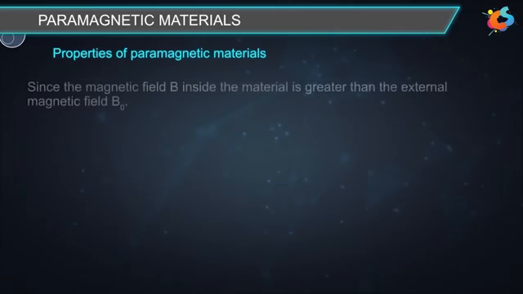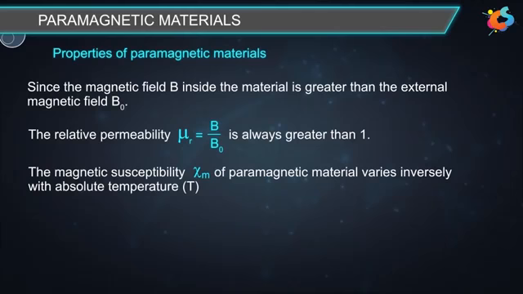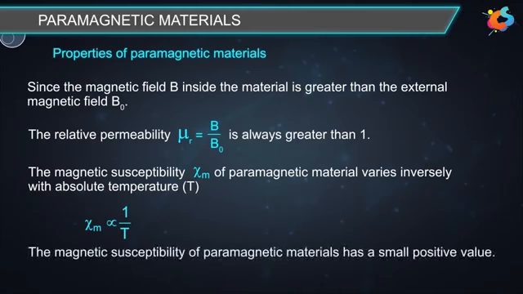3. Since the magnetic field B inside the material is greater than the external magnetic field B naught, the relative permeability mu r, equal to B by B naught, is always greater than 1. The magnetic susceptibility chi m of a paramagnetic material varies inversely with absolute temperature. That is, chi m is proportional to 1 by T. The magnetic susceptibility of paramagnetic materials has a small positive value.